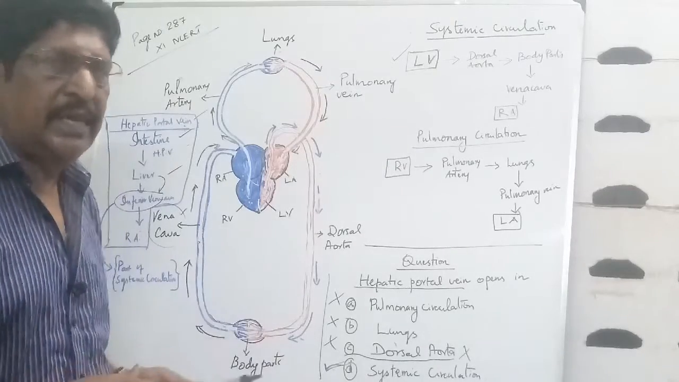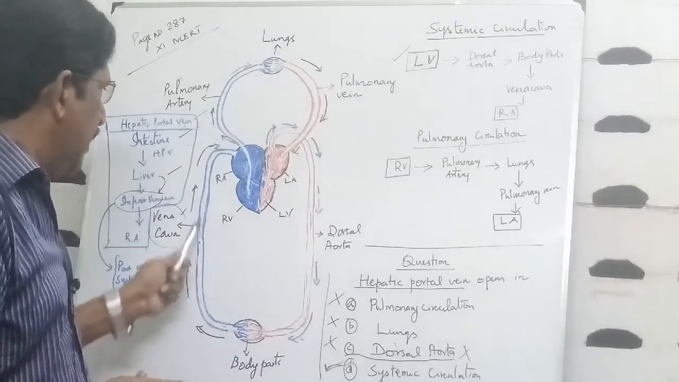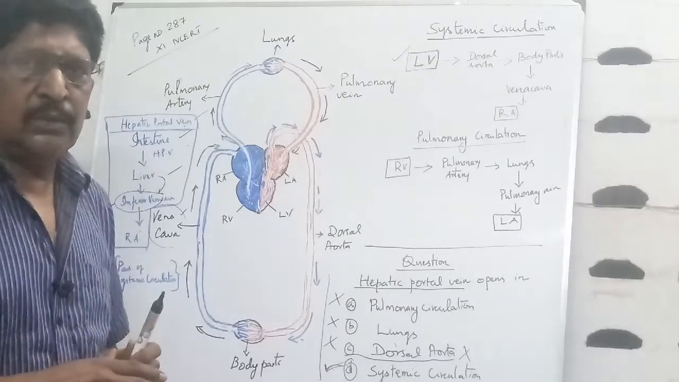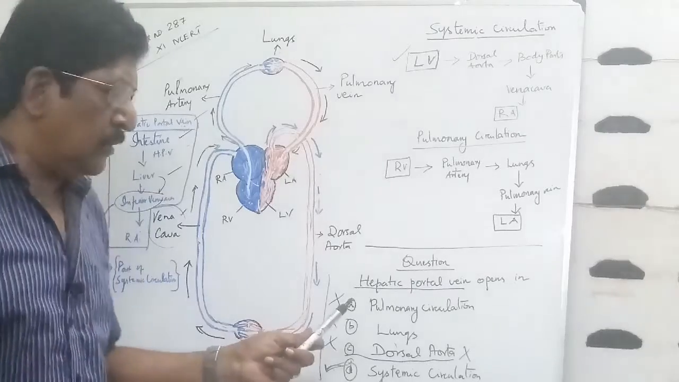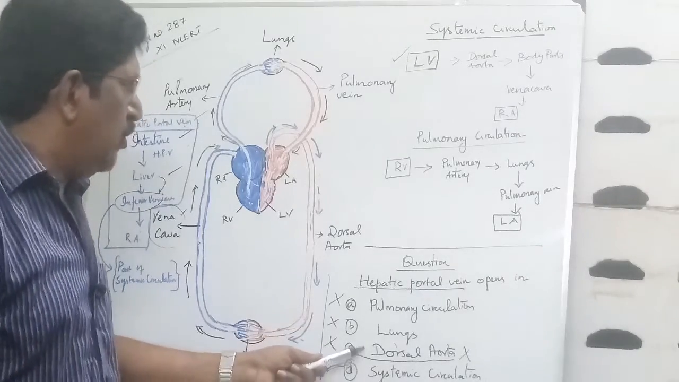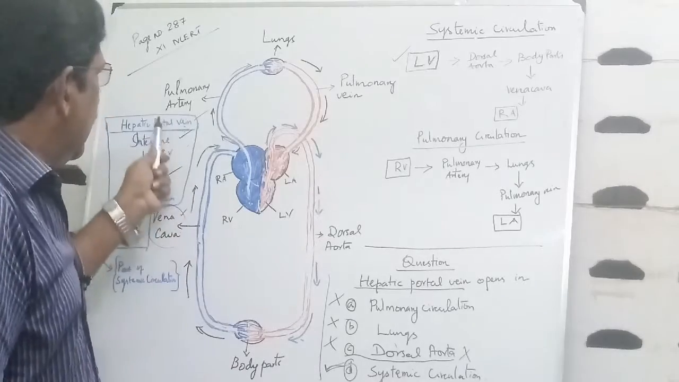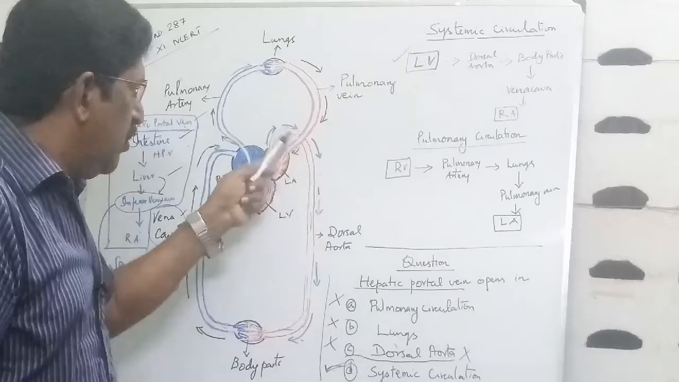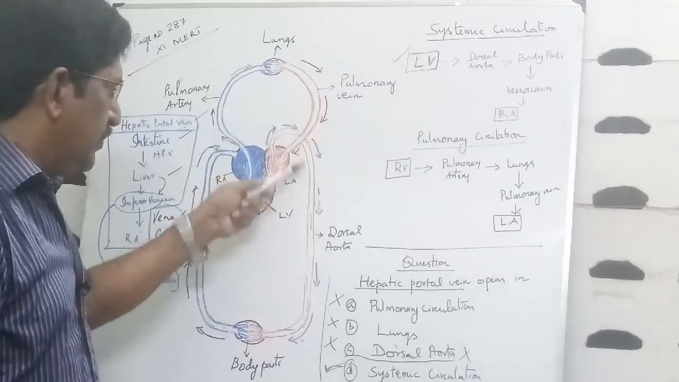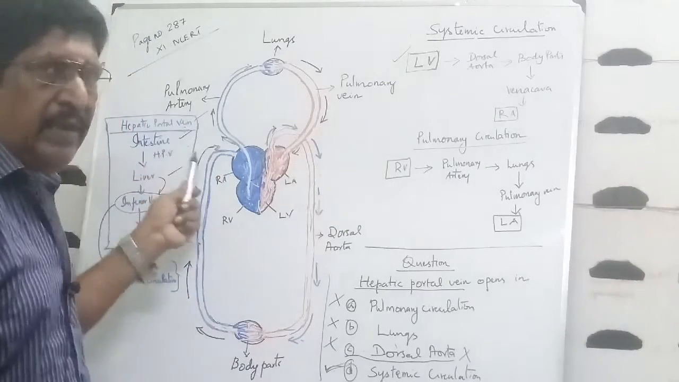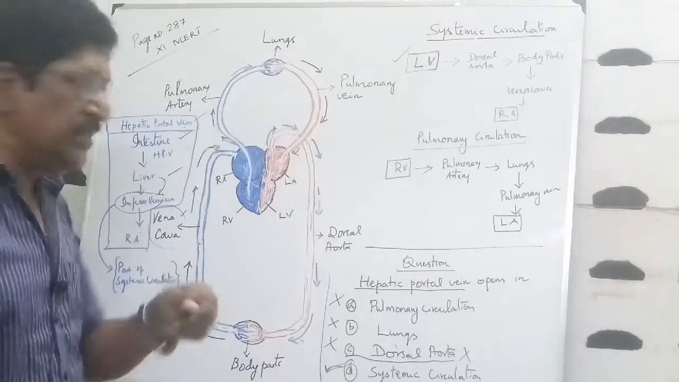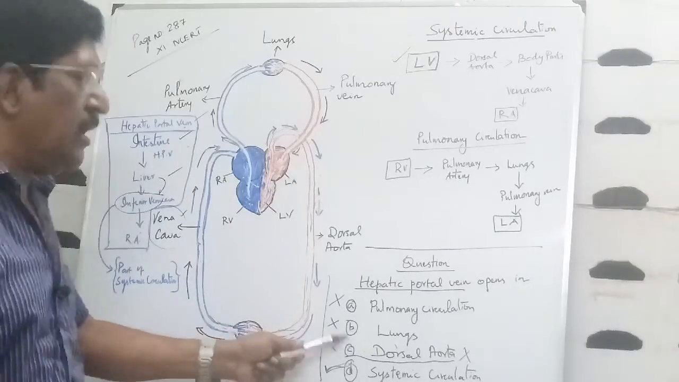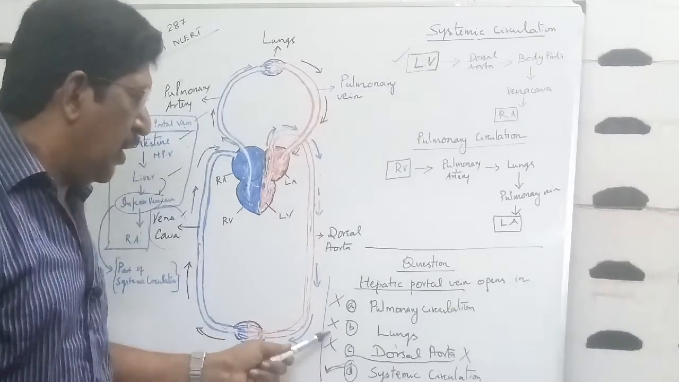So generally it opens in the systemic circulation, particularly in the part inferior vena cava, where it contains the impure blood. Once again I repeat, kindly note down the correction. Even though the dorsal aorta is a part of systemic circulation, the hepatic portal vein does not open in the dorsal aorta, cannot open, because the dorsal aorta contains pure blood, whereas the hepatic portal vein contains impure blood and it opens in the inferior vena cava of the systemic circulation. It doesn't open in the dorsal aorta. So the third option is wrong.